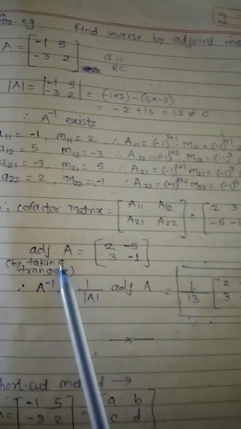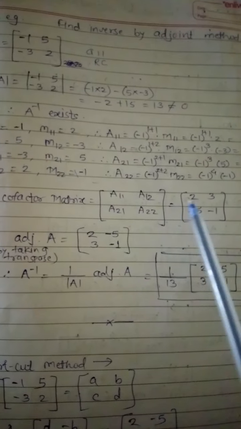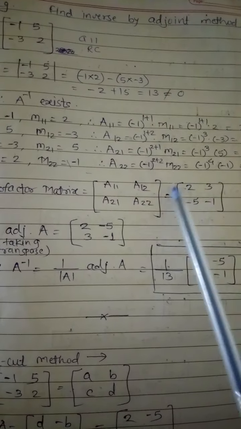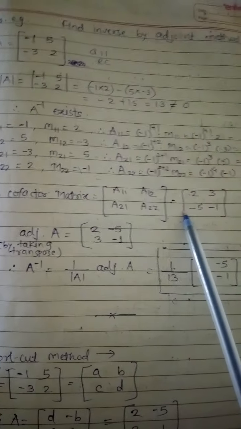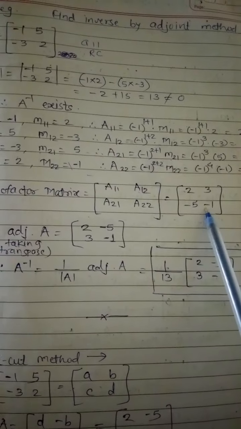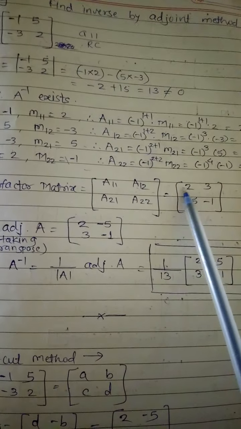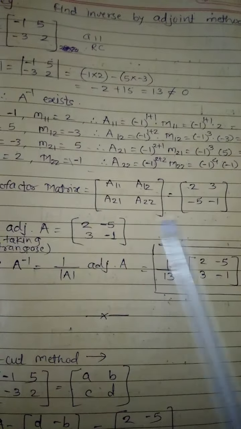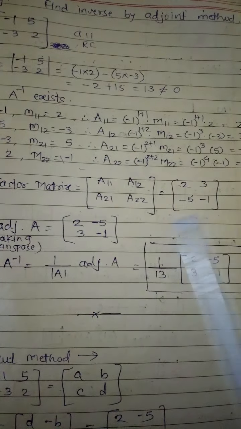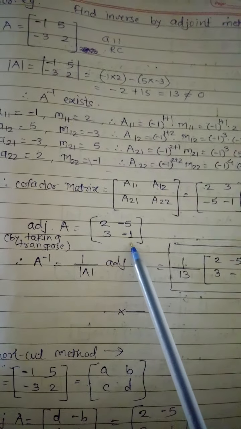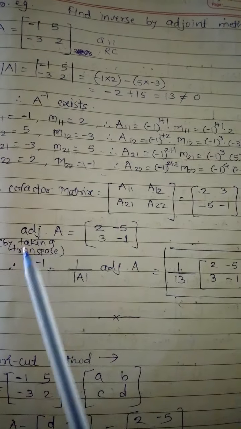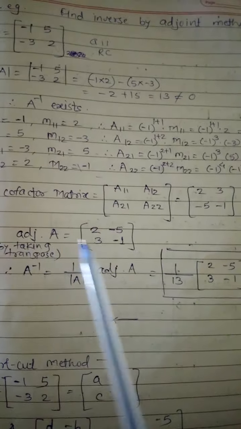So how to find the adjoint? Whenever you get the cofactor matrix, that is 2, 3, -5 and -1, you just have to take the transpose of it. What is the meaning of transpose? You just interchange the columns and rows. So this row becomes a column, so 2, 3 becomes a column, and the next row, -5, -1, becomes a column. Transpose is actually the interchanging of rows and columns. In this way we get the adjoint of A.